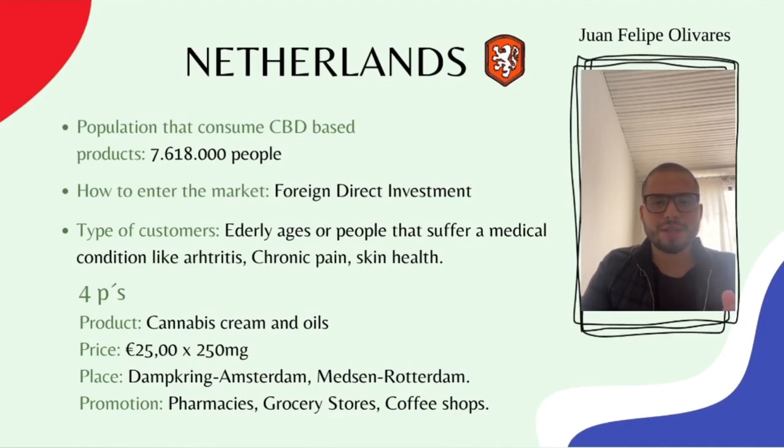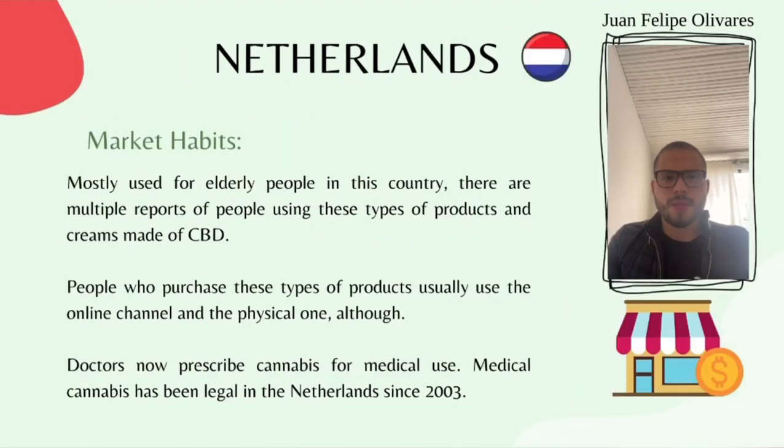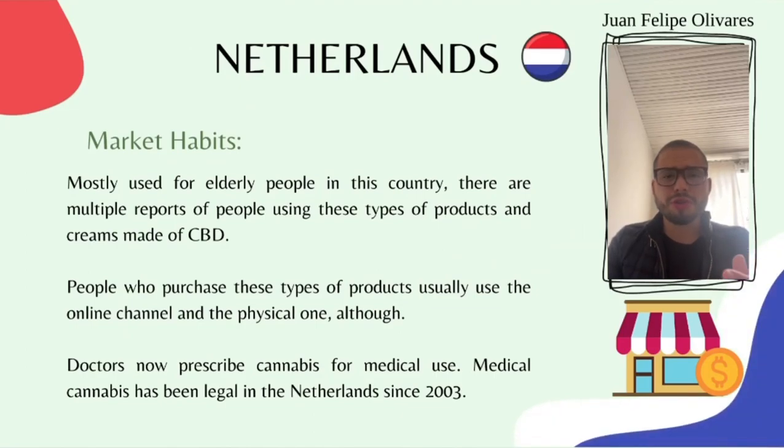The first two P's are the same as in the other countries, but in the Netherlands, we are going to place the product in the most recognized stores in areas such as Damkring or Medicine, and also do the promotion at pharmacies, grocery stores, and coffee shops. As I mentioned before, it's mostly used by elderly people. Also, most of the people who purchase this product use online channels, where you can find a lot of products, from the highest level to the lowest one. And most of the doctors nowadays prescribe this natural and alternative medicine.